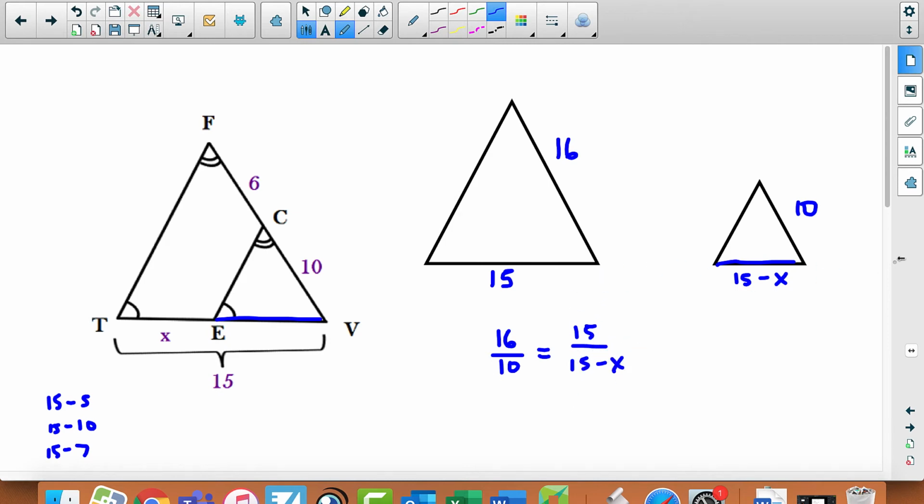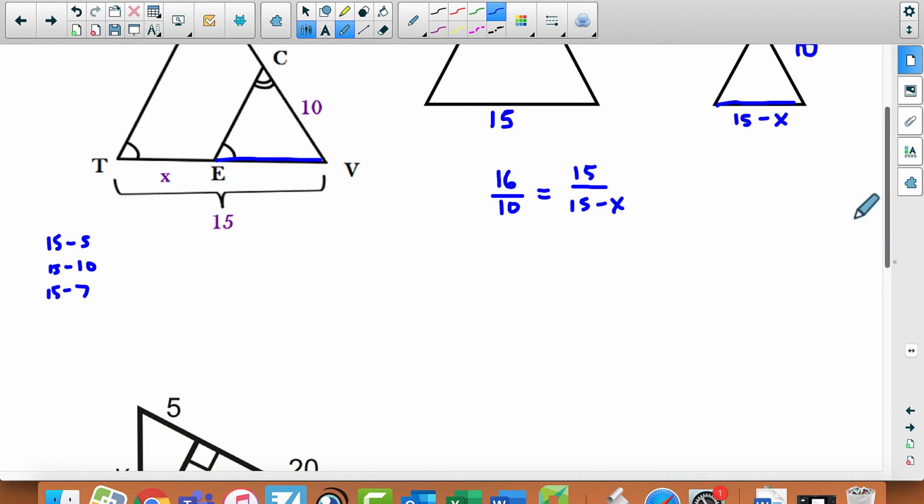And now we're going to cross multiply again. And remember, the way we're going to do this is we're going to multiply this times this. That's pretty easy. 10 times 15 is 150, and we're going to make that equal to the other diagonal, 16 times all of this. So that would be 16 times 15 minus x.